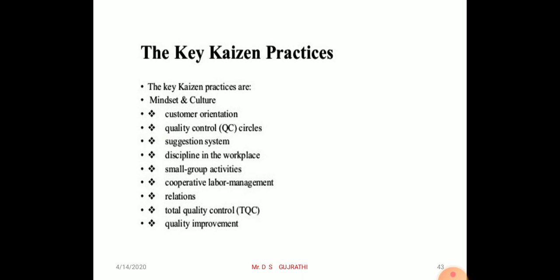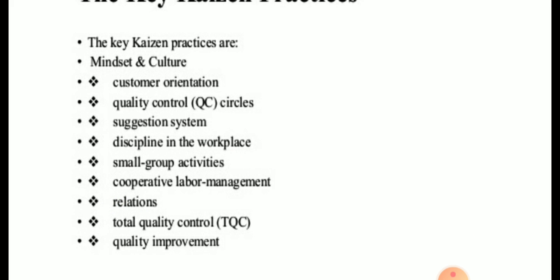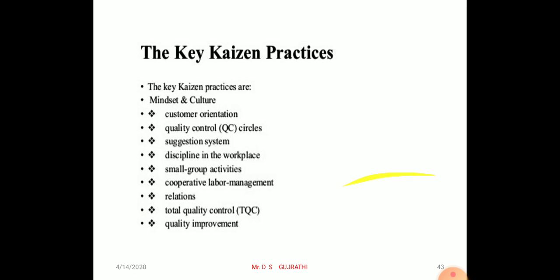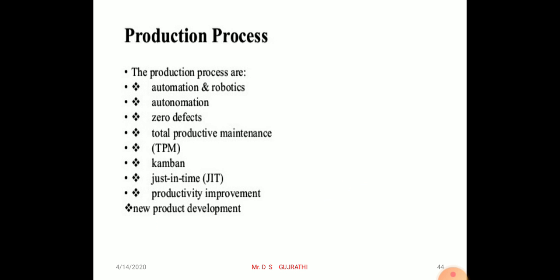The key Kaizen practices are mindset and culture, customer orientation, quality control circles, suggestion system, discipline in the workplace, small group activities, cooperative labor management relations, total quality management, quality improvements. These are the key concepts of Kaizen practices. So each and every bit has to be given equal importance to follow the practice of Kaizen in the system.